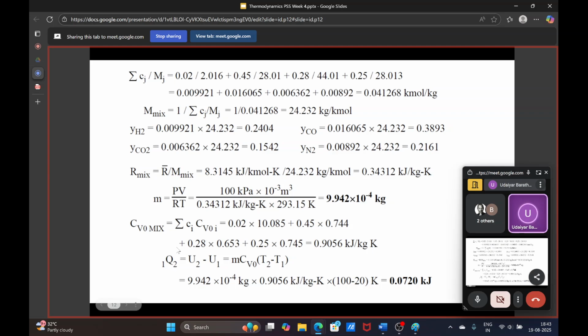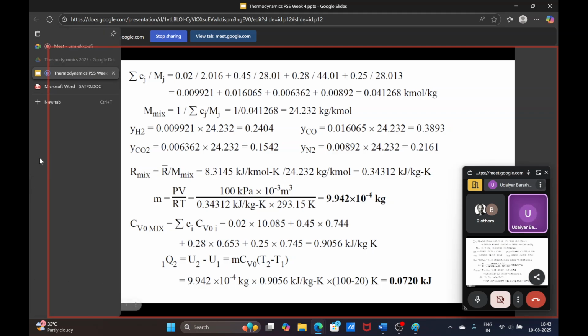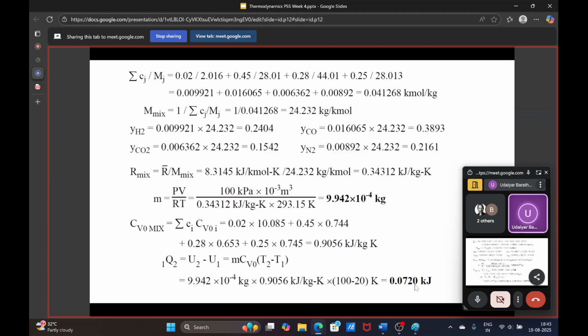Then Q, the heat transferred, will be m CV delta T. Even in this case, if you apply the first law, there is no work done. So delta U is Q minus W, where W is 0, so delta U is Q, and you can write it as m CV delta T. The mass we found is 9.942 into 10 power minus 4, CV is 0.9056, and the gas is heated from 20 degrees to 100 degrees, so 100 minus 20. That gives you 0.072 kilojoule.